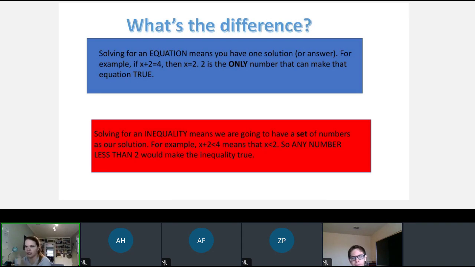So equation, one answer. When you're solving an inequality, we're going to have a set of numbers as our solution. For example, x plus 2 is less than 4. When I solve this for x, I get x is less than 2. Any number less than 2 would make this inequality a true statement. I could have -2, -100, -1 billion. So when we're solving inequalities, we're going to have a set of numbers.